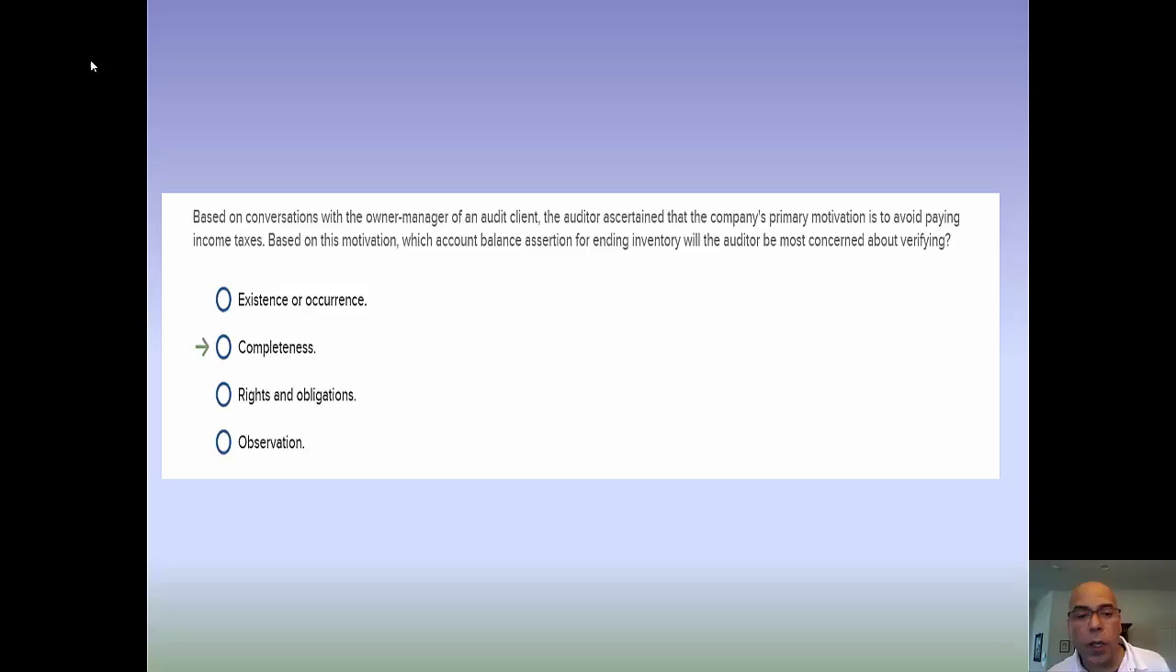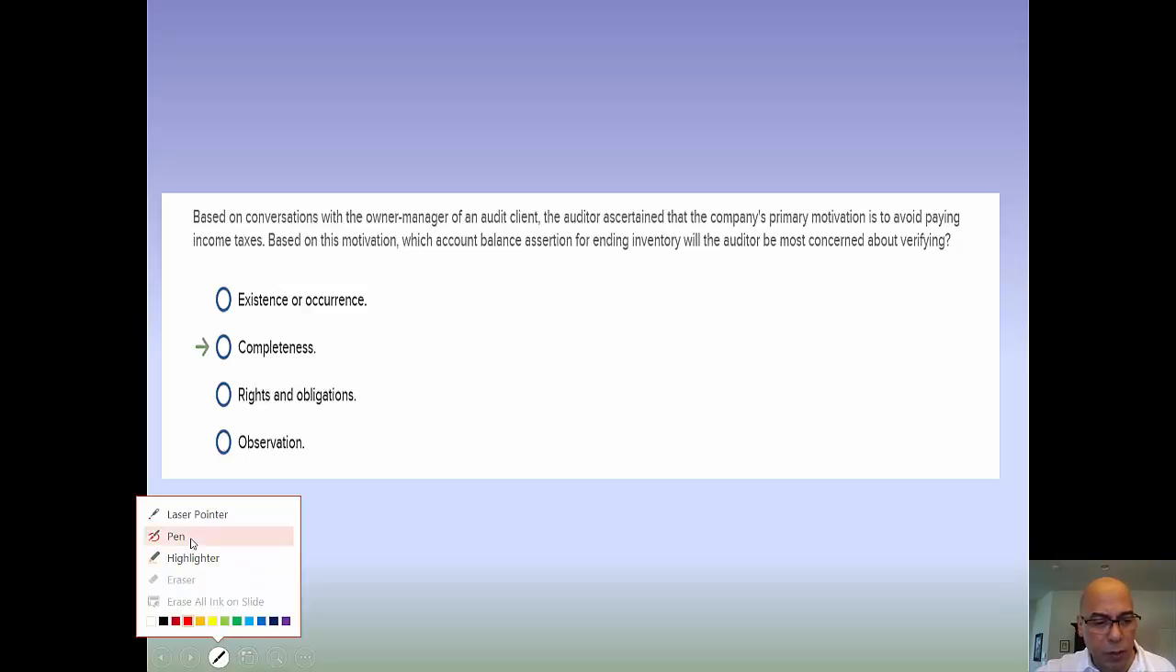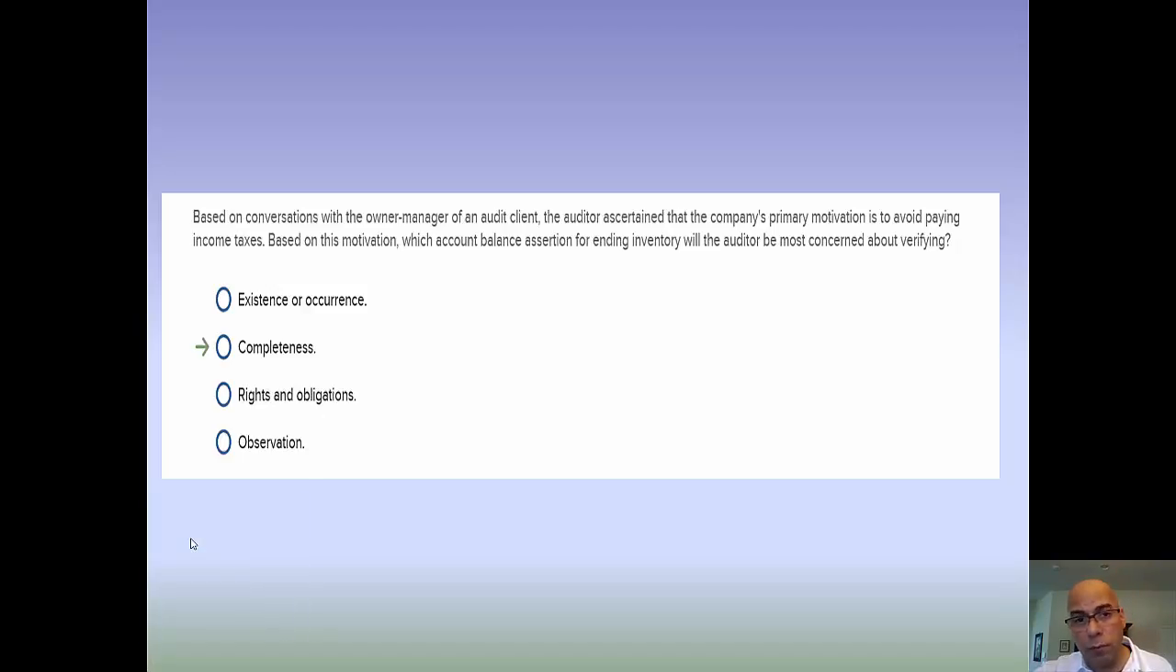Okay, so let's go ahead and continue with this next question, and we're still dealing with financial statement assertions in this one. This one's a little bit tougher, in that they're actually asking us to do a higher level of thinking, evaluation type analysis, which is something that we're seeing more and more in, for example, the CPA exam, etc. So this is a good question for us to practice with. And they say, based on conversations with owner management of an audit client, the auditor ascertained that the company's primary motivation is to avoid paying income taxes. Based on this motivation, what account and balance assertion for ending inventory will the auditor most likely be concerned about verifying? Let's take a look at this one.